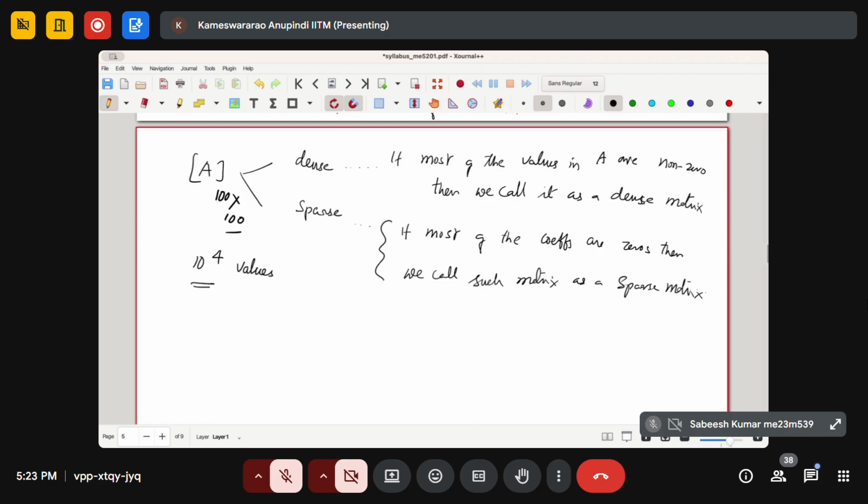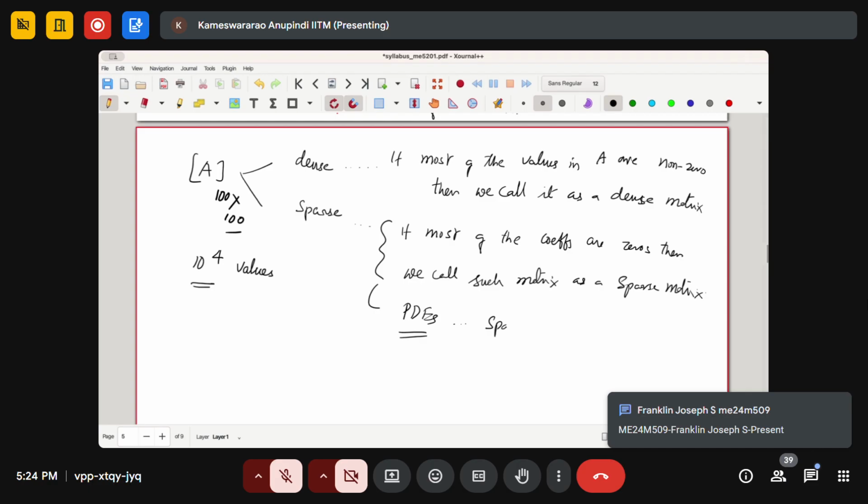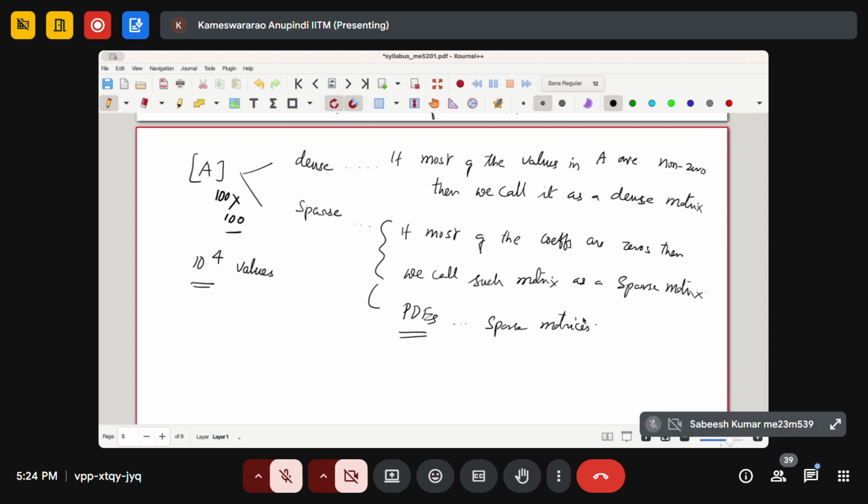Especially when you look at systems that arise from the solution of partial differential equations, these mostly lead to sparse matrices. That means you have a very big matrix, but most entries are zeros, and some are non-zeros, but these are required. You still have to find the solution to the system. So when you solve PDEs, you get matrices that are sparse.